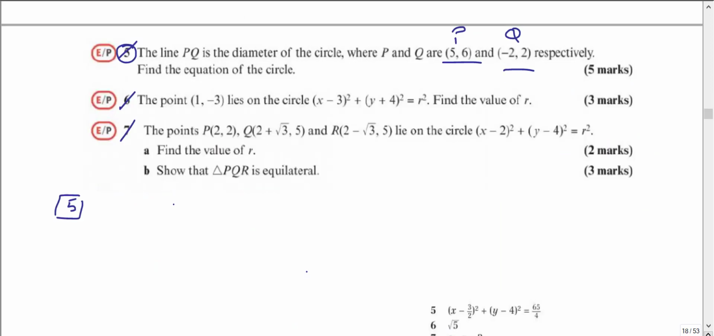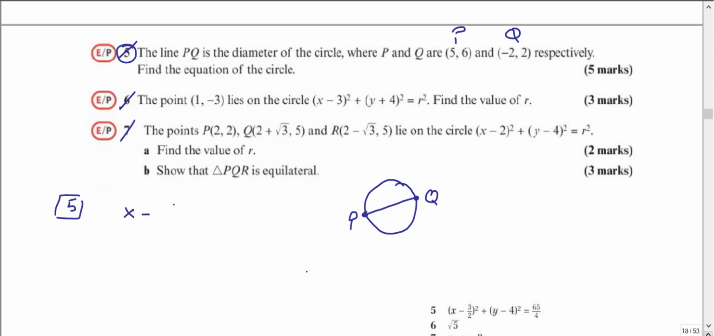Okay, number 5. It says the line PQ is the diameter of the circle. Okay, so we have a circle. We have a diameter. This point here is P. This point here is Q. Coordinates of P is 5, 6. Coordinates of Q is negative 2 and 2. They say find the equation of the circle.